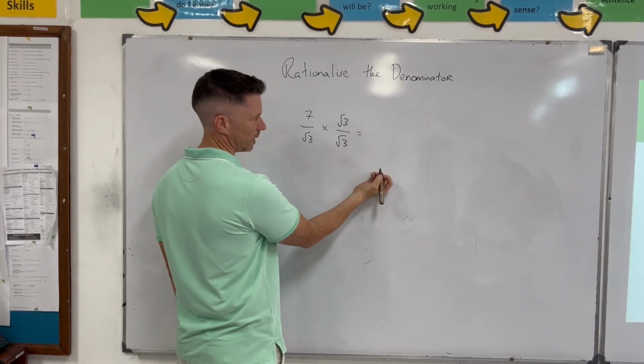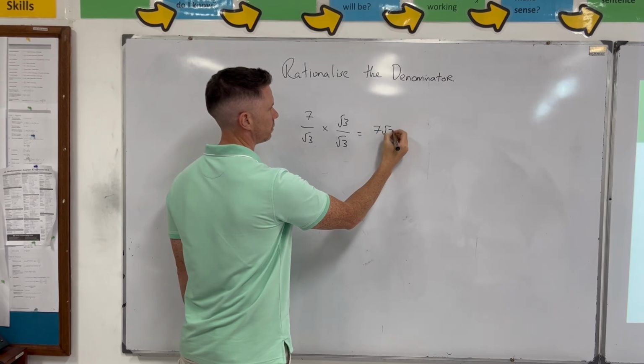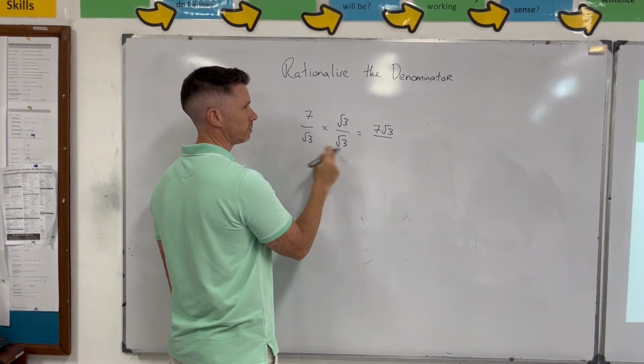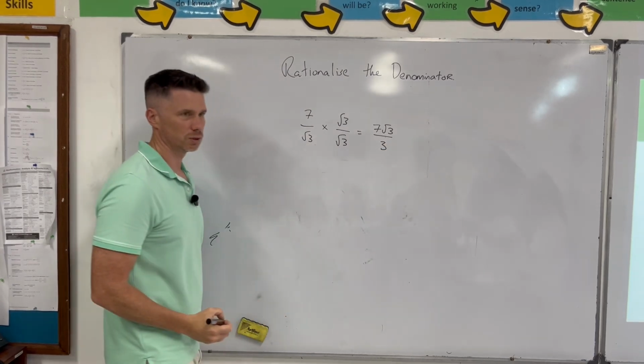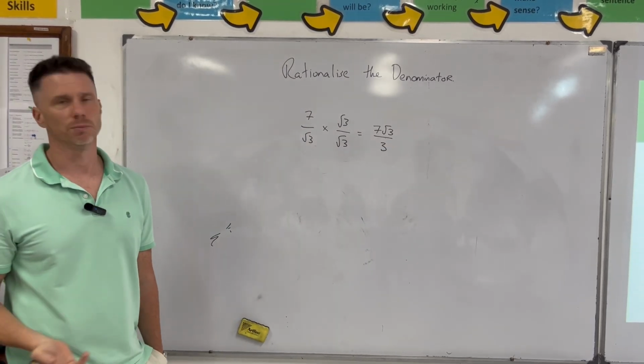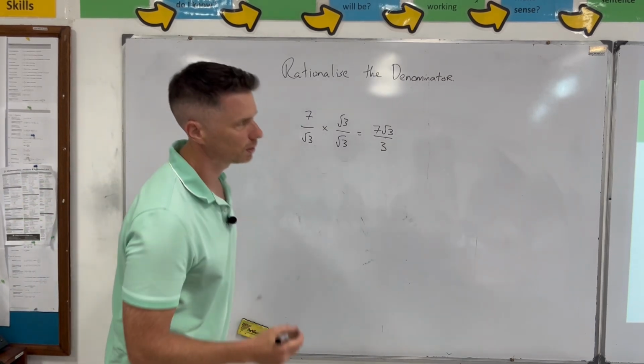Okay, which now I haven't worked out what the answer will be. 7 times root 3 is just 7 root 3s, and root 3 times root 3 is just 3. Square root 9 if you want, and then 3, but it is just 3. Let's do another example. Let's take the second one here.